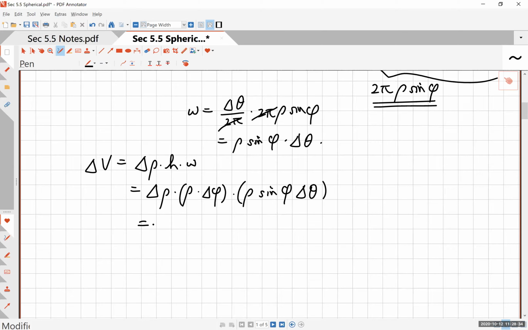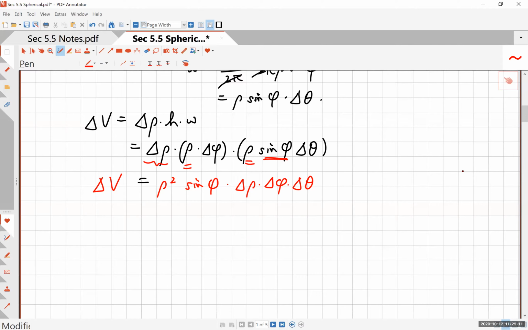All right, so what we have here is, how many rhos do we have? 1, 2, and then you have delta rho here, but that doesn't count. So this is rho square, right? And then you have sine phi, and so that part is taken care of. And then the rest is all deltas: delta rho, delta phi, and delta theta. All right, so this is the description of delta V. Delta V happens to be rho square sine phi delta rho delta phi delta theta.